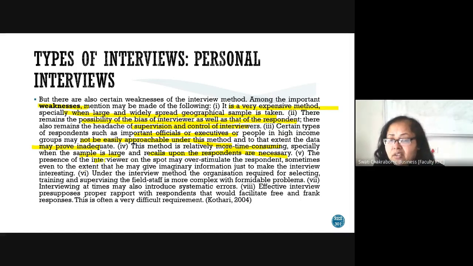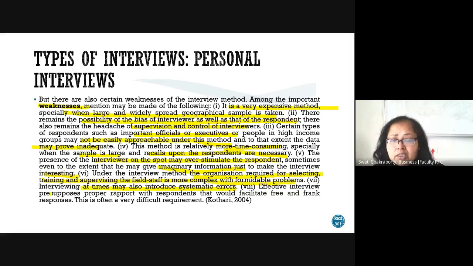The presence of the interviewer on the spot may overstimulate the respondent; they start thinking, imagining things, get overexcited, and start giving you imaginary information to make the interview look interesting. It happens. What also happens in this method is that the organization required for selecting, training, and supervising the field staff is more complex, with some formidable problems.